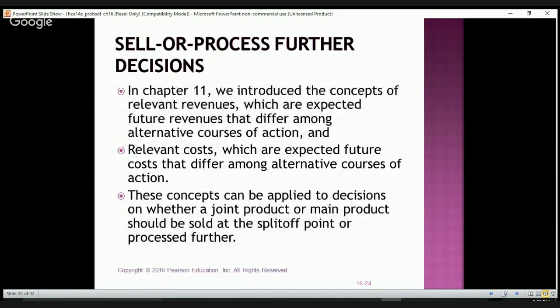In Chapter 11, we introduce the concepts of relevant revenues, which are expected future revenues that differ among alternative courses of action, and relevant costs, which are expected future costs that differ among alternative courses of action. These concepts can be applied to decisions on whether a joint product or main product should be sold at the split-off point or processed further.